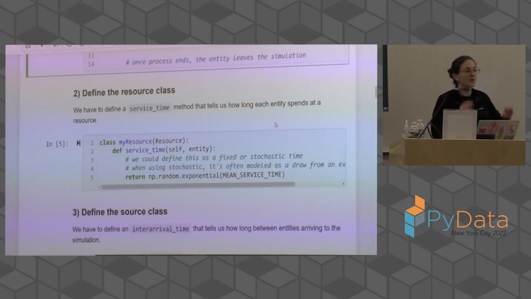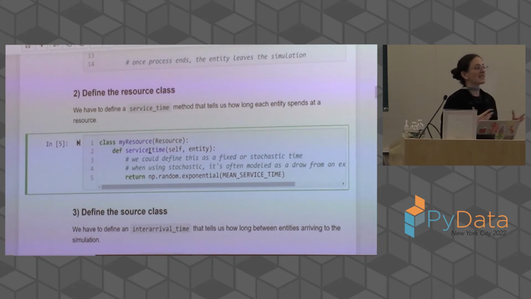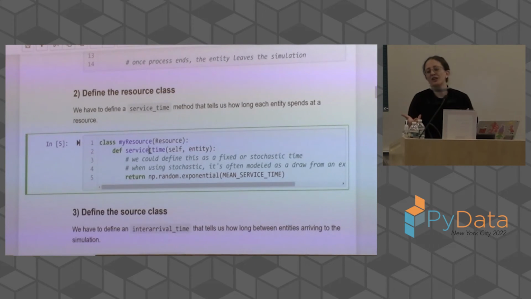Resource. Resource, remember, is where my entities are getting served. And so what we have to do, because we are defining it, is inherit from the resource class defined in SimPy helpers, in order to make the whole process of getting statistics easier. That's why we do this. Otherwise, you could write these functions and classes however you wanted, and then it's just a little bit more complex to get the stats out.